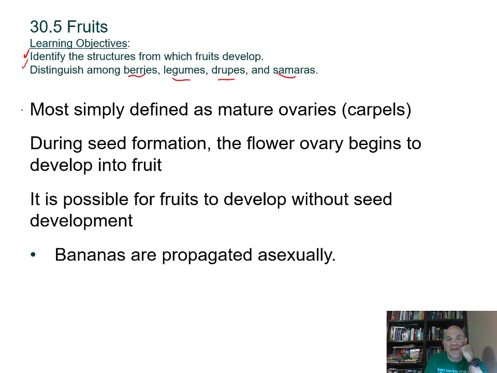Now, simply define what a fruit is. It's the mature ovaries. And the ovaries, remember, are part of the carpels, right? So the carpels make up the female part of the flower. Now, when the seed is formed, during the formation, the flower begins to develop into a fruit.